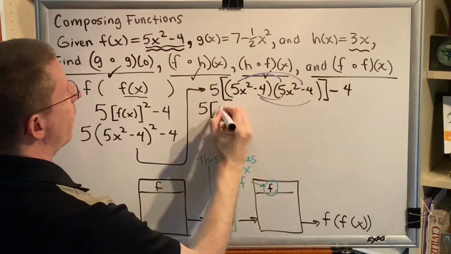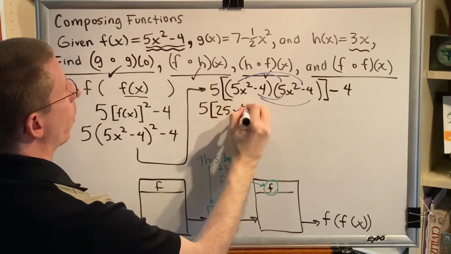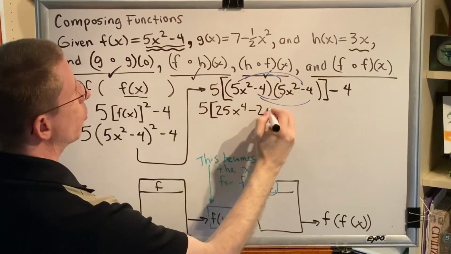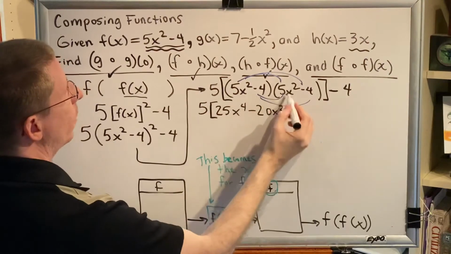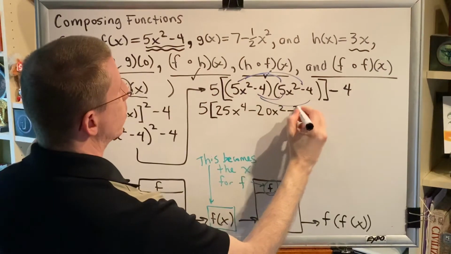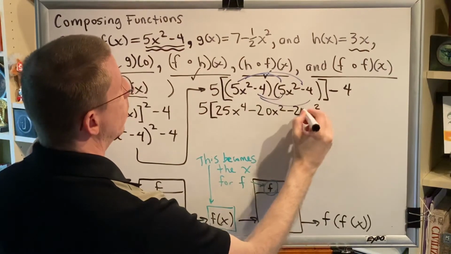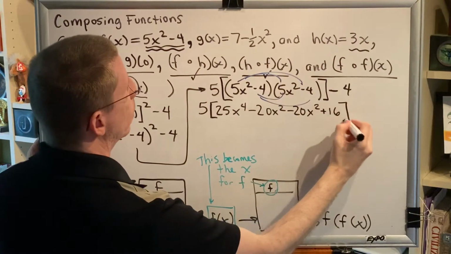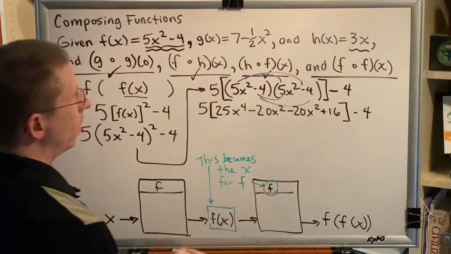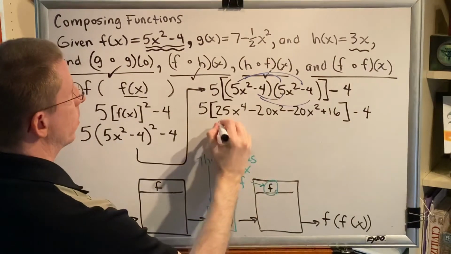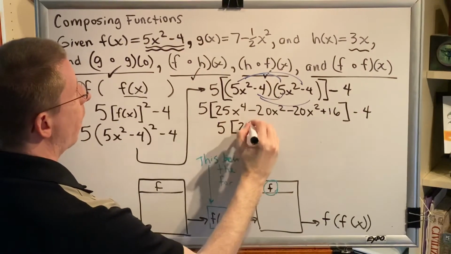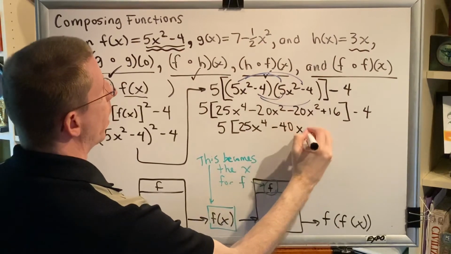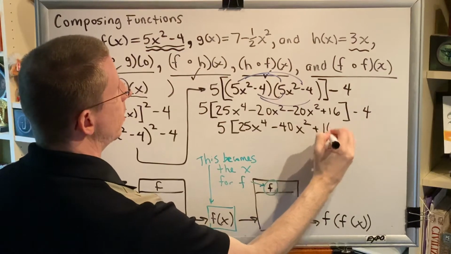5x squared times 5x squared is 25x to the 4th. 5x squared times subtract 4 makes subtract 20x squared. Subtract 4 times 5x squared makes subtract 20x squared. Subtract 4 times subtract 4 makes add 16. Next, combine the like terms. 25x to the 4th minus 40x squared plus 16.